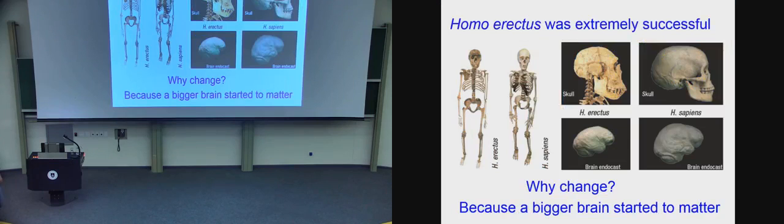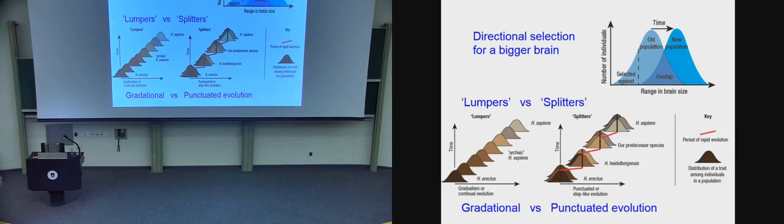Now, Homo erectus was extremely successful, but they don't last forever. They lasted for a long time. And why did they change? They changed to this bigger brain because a bigger brain started to matter. So what we can say is that with a directional selection for a bigger brain, one population, the old population, has a brain size distribution among individuals like that. And with time, it shifts to a bigger brain because those with a bigger brain are more likely to survive than those who don't. So this tail end is selected against, and these are selected for, and there's a shift in terms of the population.